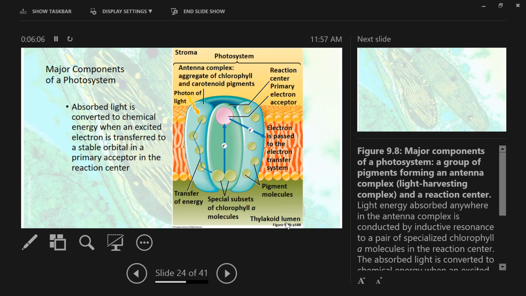Now in photosystem 1, the electrons are not coming from water. So keep that in mind. In photosystem 2, they are. In photosystem 1, they're coming from the electron transport system.